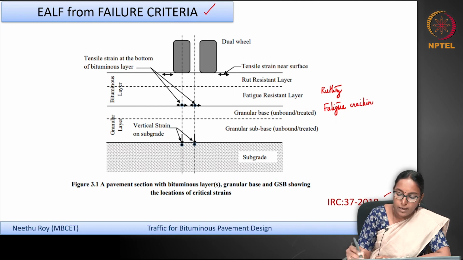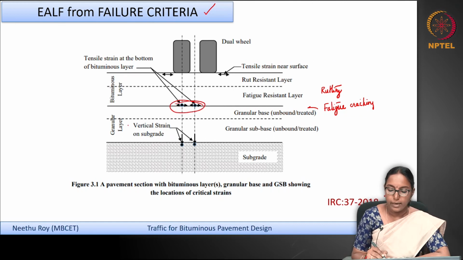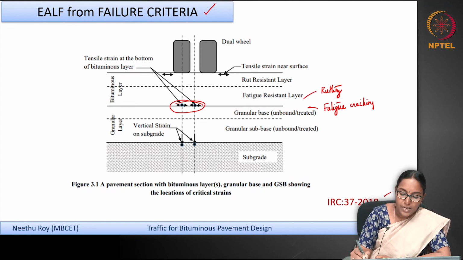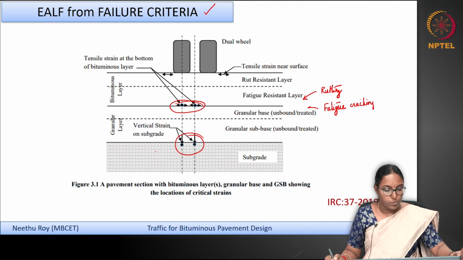Fatigue cracking is related to the tensile strain at the bottom of the bituminous layer, and the rutting of the pavement structure or the subgrade rutting is related to the vertical compressive strain on top of the subgrade, right.